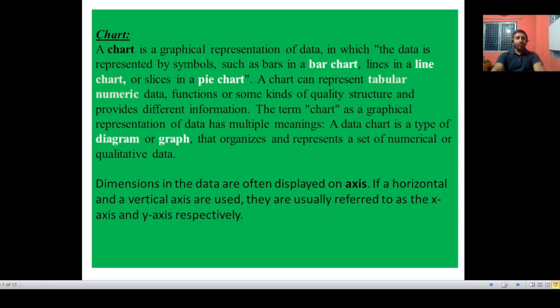Today's topic is about graph and chart. Today we will learn about graph and chart, and we will learn how to describe the graph and chart. So let's start.